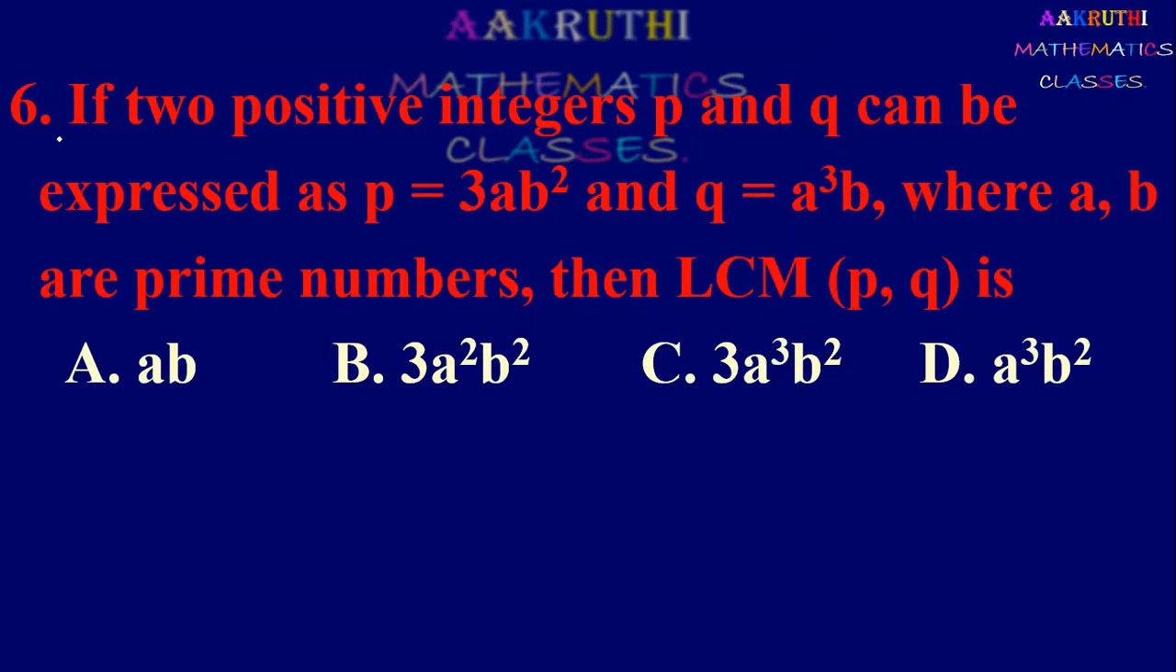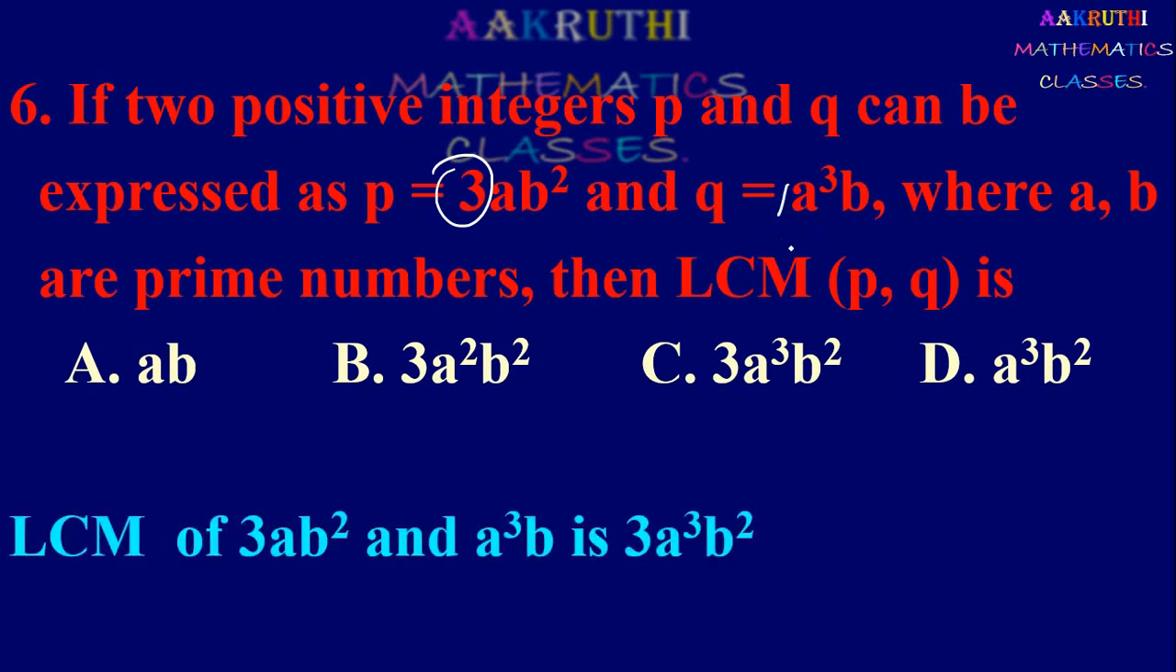So next, question number 6. If two positive integers p and q can be expressed as p equal to 3ab square and q equal to a cube b, where a and b are prime numbers, then you have to find the LCM of p and q. When we find the LCM, you have to find the highest power of each variable. But here one number is given, it is 3, and here the number is 1. So first we have to find the LCM of 3 and 1, which is 3. And in a and a cube, the LCM is a cube. And in b square and b, the LCM is b square.